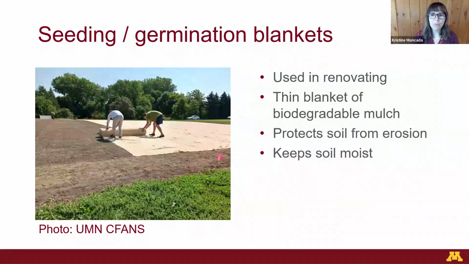With renovation, there are things, maybe some of you are familiar with them, called seeding blankets or germination blankets that are used to establish lawns. They're a thin blanket of biodegradable mulch. They protect the soil from erosion and also retain moisture in the soil. When we do our research, we very regularly use these blankets. Most people would be familiar with seeing them on the side of the highway.